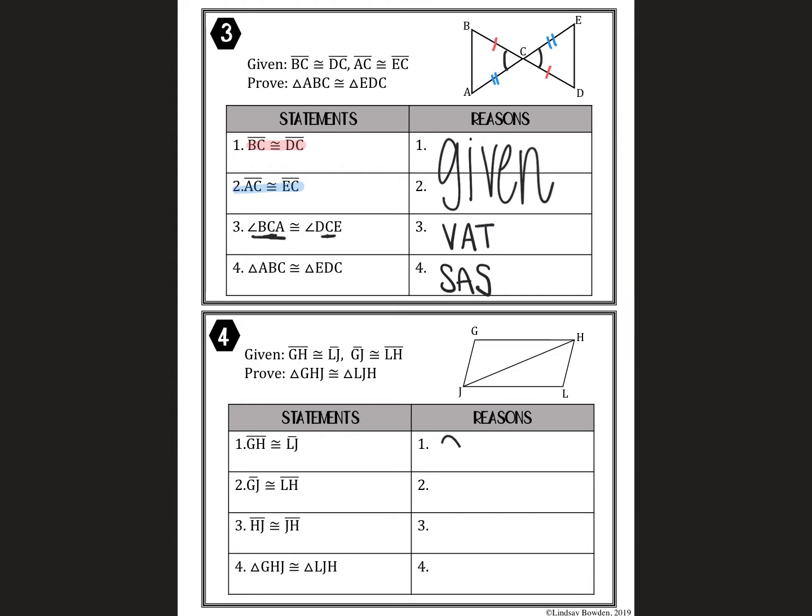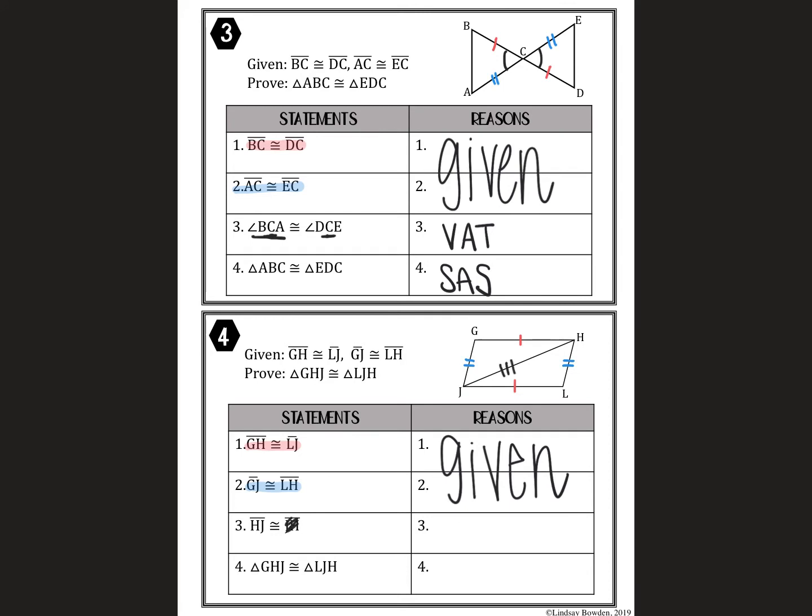For proof 4, the first 2 statements are given. And then to mark those, GH and LJ are sides, so they get a single tick mark in the middle. GJ and LH are sides, so they get a double tick mark right in the middle. And then I'm out of givens, so next I'm looking for a line that the 2 triangles share or vertical angles. I don't have vertical angles, but they do share this line right in the middle.